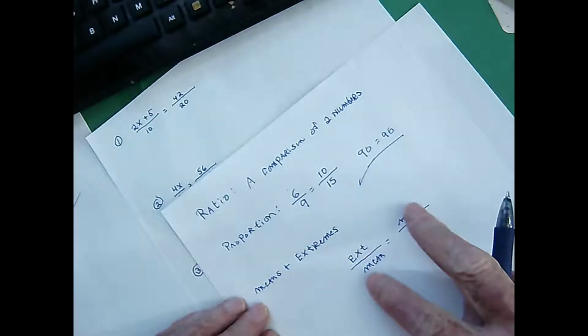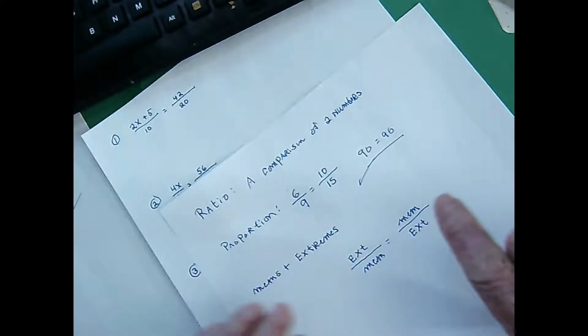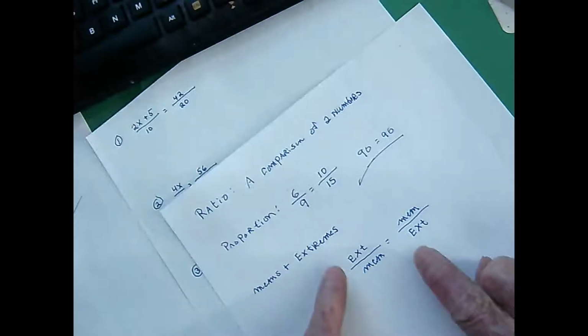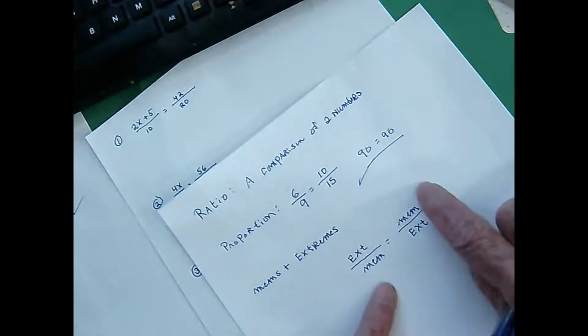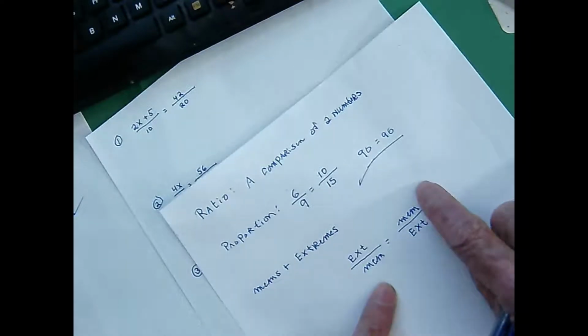So here's what a proportion should really look like. And what we will need to remember forever is the product of the extremes is always equal to the product of the means. Always true for every proportion.